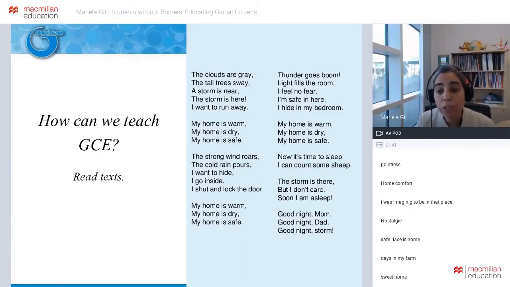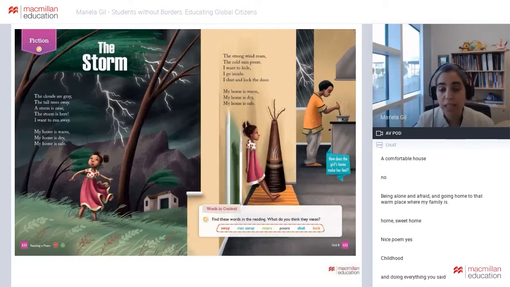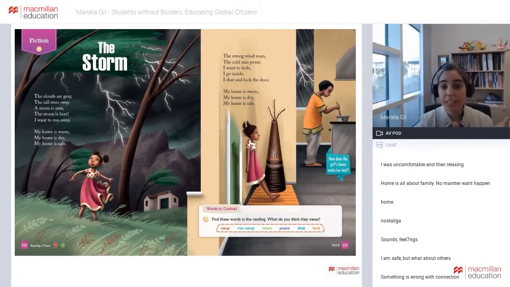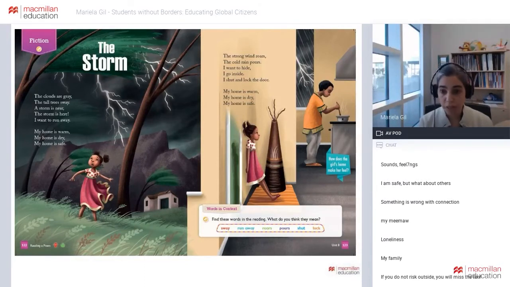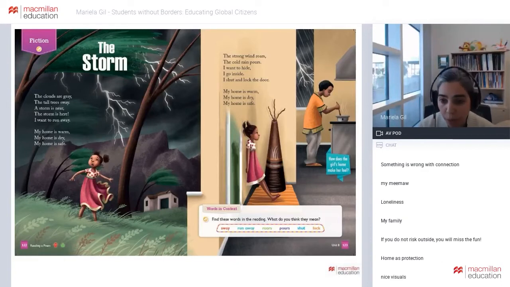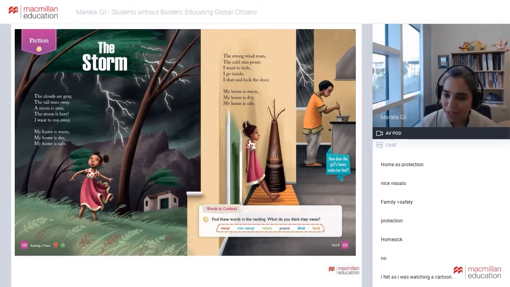So I am now going to show you how this text looks on the global stage. This poem is called The Storm, and these are the first two pages of the text of the poem. Now look at the images that we've chosen to go with the poem. Are they similar to what you had imagined? Or are they different from what you had imagined?